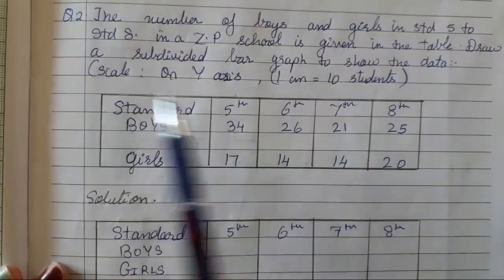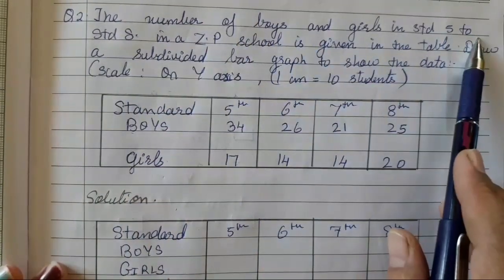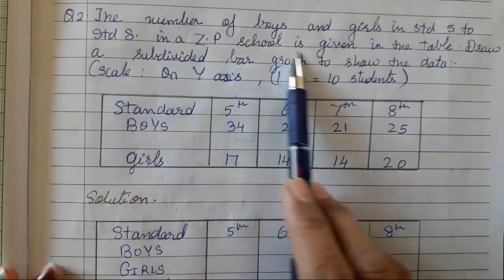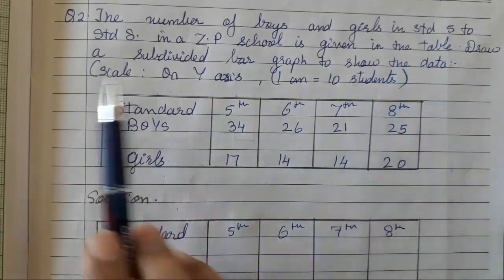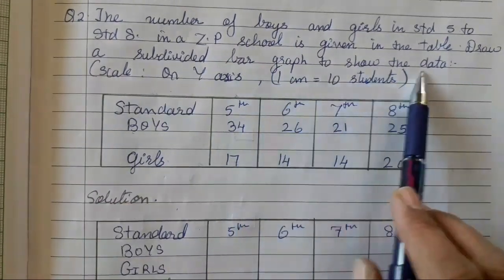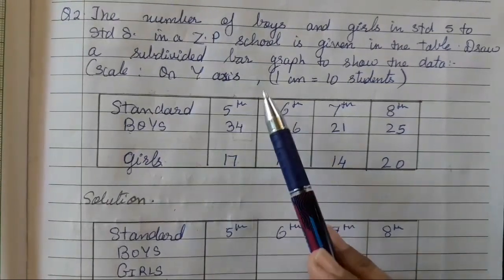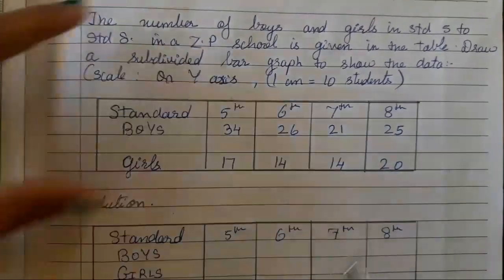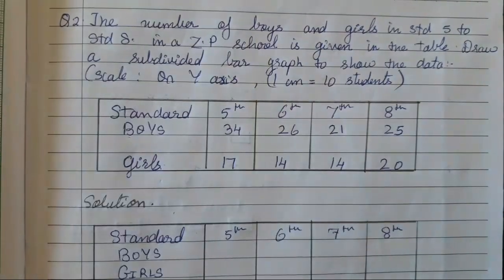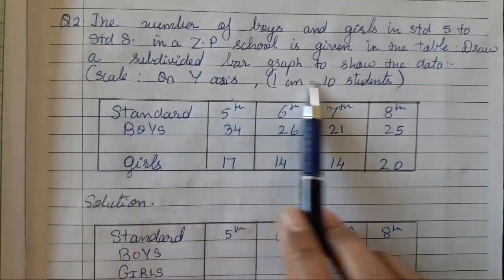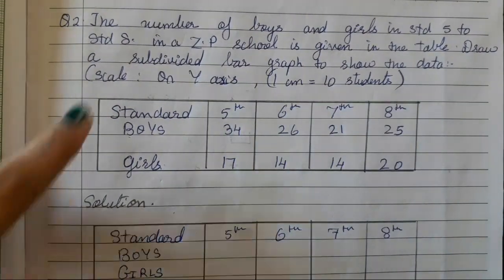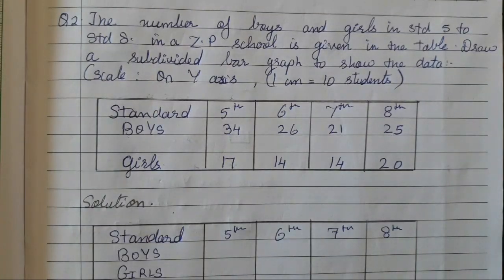So now the next question is, the number of boys and girls in standard 5th to 8th in the ZP school is given. Draw a subdivided bar graph to show the data. So boys and girls of standard 5th, 6th, 7th, 8th. This is the question that they have already given in the textbook, and the scale is also provided. So you all have to take the same scale that they have given.